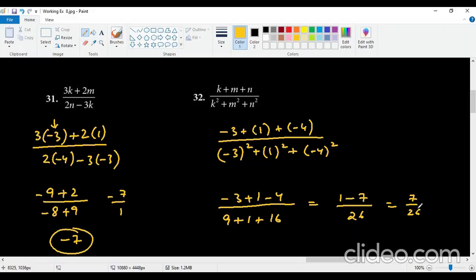Is it 7 over 26? Or let's see. But it's going to be in negative. It's going to be negative, and 1 minus 7. Finally, should be 6. Yes. 6 over 26 is going to give you minus 3 over 13.